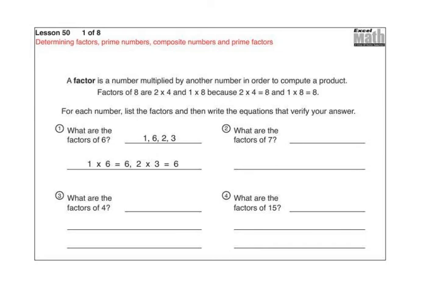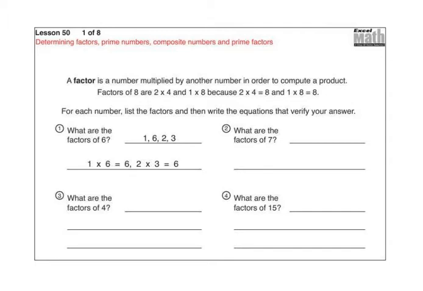All right, here we go with 6th grade Excel, lesson number 50, determining factors, prime numbers, composite numbers, and prime factors. We got a lot to learn today, so we're going to get cooking right now. Here we go. A factor is a number multiplied by another number in order to compute a product. Factors of 8 are 2 times 4, 1 times 8, because 2 times 4 is 8, and 1 times 8 is 8. For each number, list the factors and then write the equations that verify your answer.